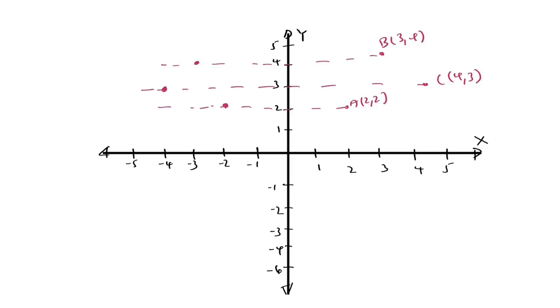Okay, so now from the figure, the image of point A equals A image, negative 2, 2. The image of point B equals B image, negative 3, 4. The image of point C equals C image, negative 4, 3. And those are our answers.